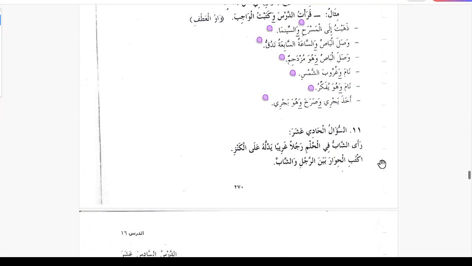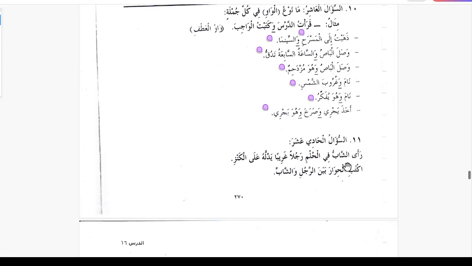Question number 11, this is the last one. Sualul hadi ashar, ra'a ash-shabu fil hulmi rajulan ghariban. The young man saw in his dream a poor man, yadulluhu alal kanzi, indicating to him the treasure. Uktubil hiwara baina ar-rajuli wa ash-shabi. So it's something similar to what we have read in the lesson. So we can make a dialogue between those two guys from the main lesson. So I'm just skipping it now.